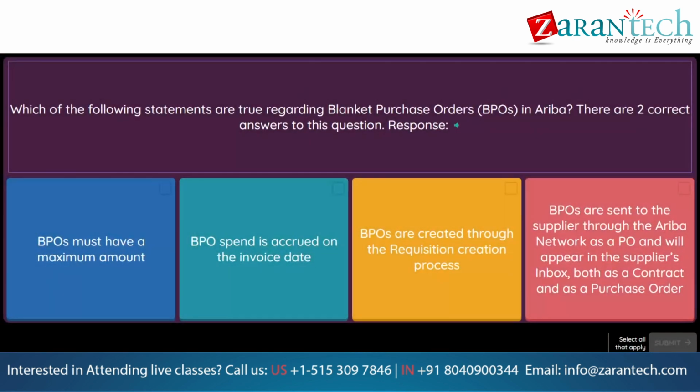Question: which of the following statements are true regarding blanket purchase orders, BPOs, in Ariba? There are 2 correct answers to this question. Response: Option 1 BPOs must have a maximum amount. Option 2 BPO spend is accrued on the invoice date. Option 3 BPOs are created through the requisition creation process. Option 4 BPOs are sent to the supplier through the Ariba network as a PO and will appear in the supplier's inbox, both as a contract and as a purchase order.